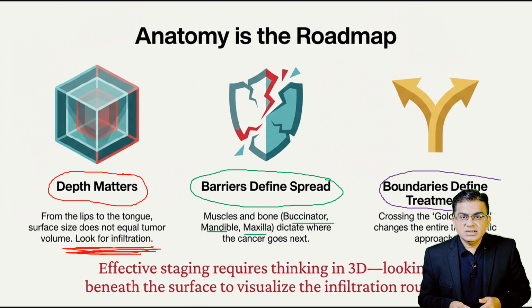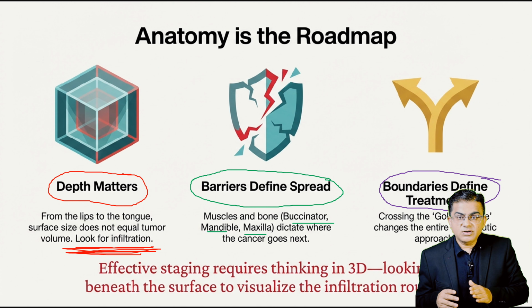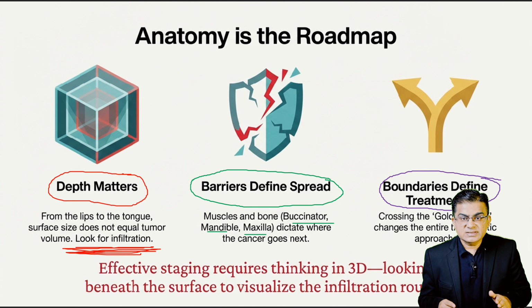Third, boundaries define your treatment. There are certain red lines in head and neck cancer. If a tumor crosses what we sometimes call the golden circle, like crossing over the midline of the tongue or creeping up into the skull base, your entire game plan changes instantly. You go from planning a straightforward surgery to suddenly facing a massive, life-threatening, life-altering operation, or maybe realizing surgery is not an option at all.